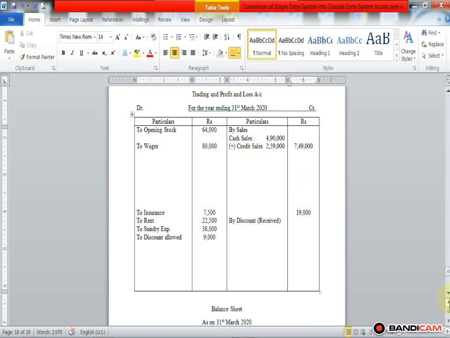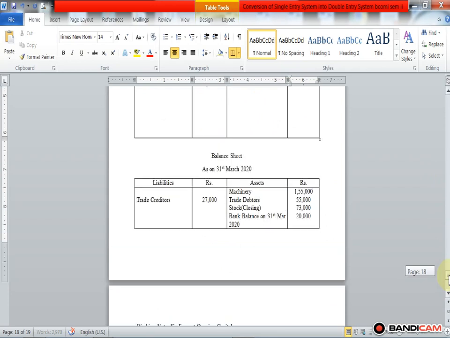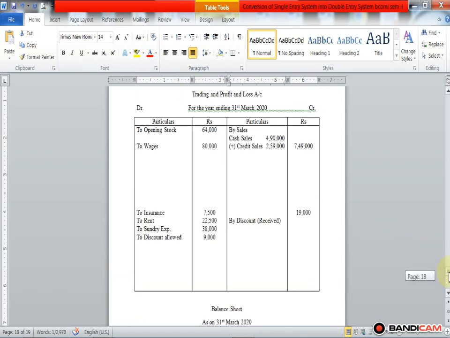Then closing stock is transferred here, but the second effect is not given. So the second effect is always on the credit side of the trading account, by closing stock, amounted to rupees 73,000.